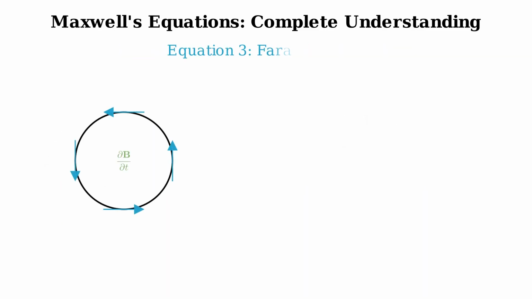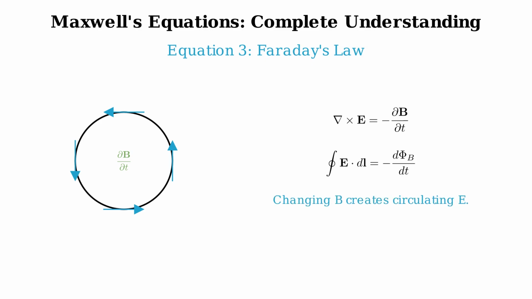The third equation is Faraday's law. It says a changing magnetic field creates a circulating electric field. In differential form, the curl of E equals minus the time derivative of B. In integral form, the circulation of electric field around a closed loop equals minus the rate of change of magnetic flux through that loop. The negative sign is Lenz's law. The induced electric field opposes the change that created it. This is the principle behind generators and transformers.